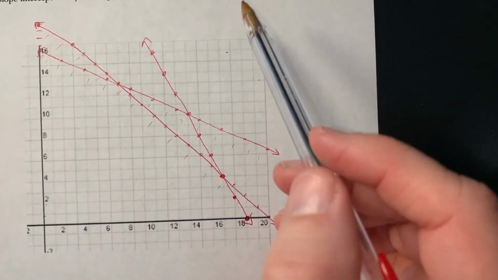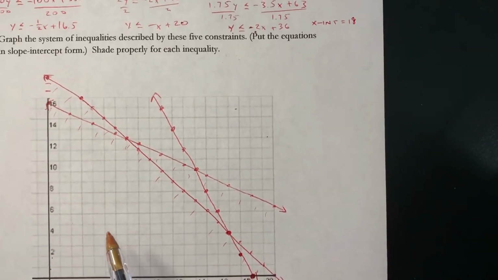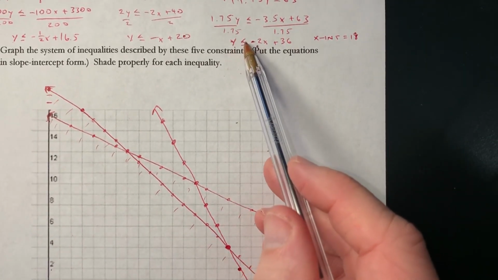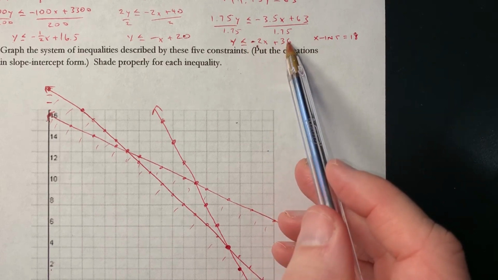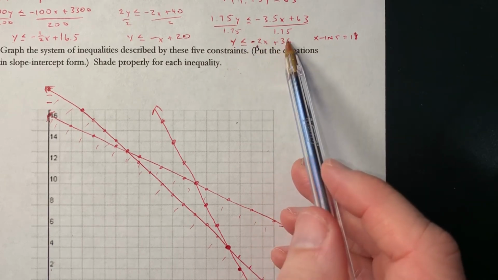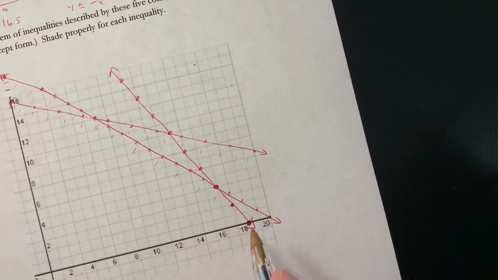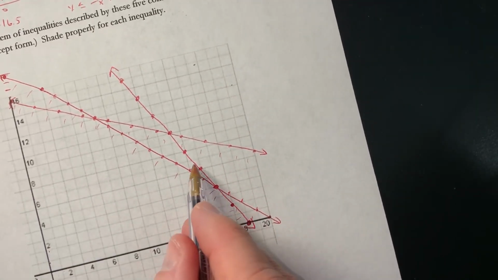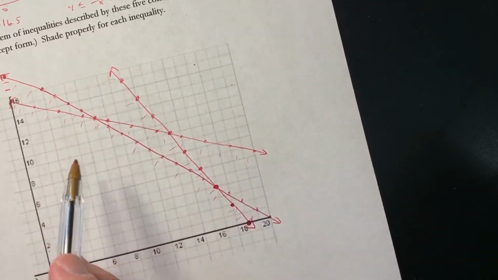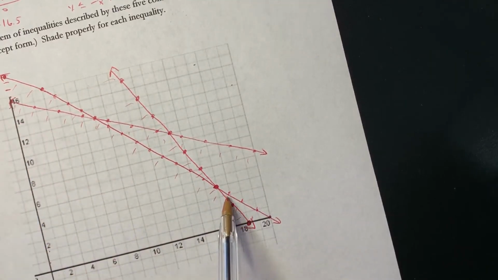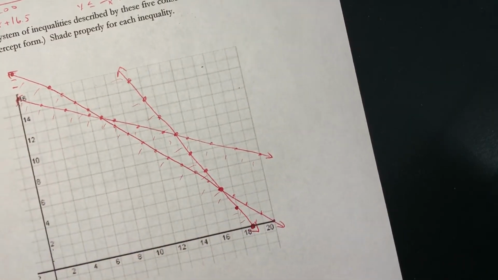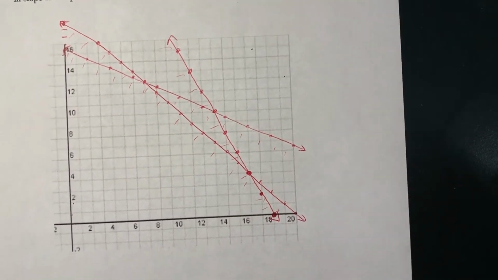Okay, now for this line, if I test the origin, I get 0 is less than or equal to 0 plus 36. 0 is less than or equal to 36 is true, so that means this one also will shade toward the origin, which has narrowed my region down to this. Okay, now I had two more lines.